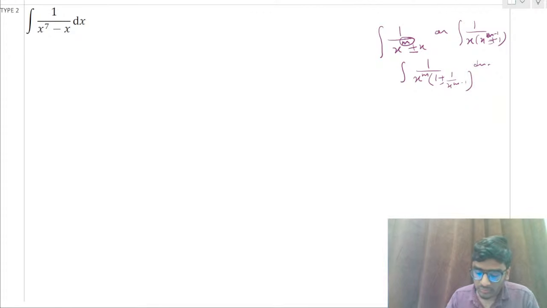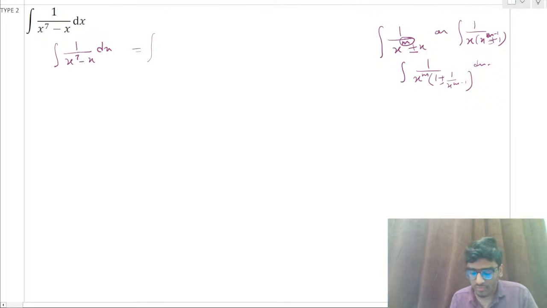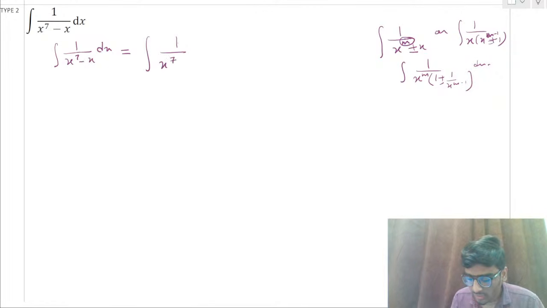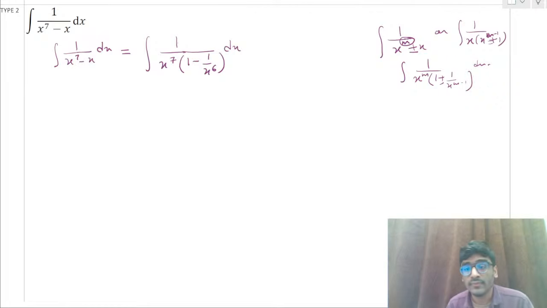So here it is in the form of x raised to 7 minus x. What we are going to do, we are going to write this integral, 1 upon x raised to 7 minus x dx. The power is 7, so in the bracket, when we take out this x raised to 7, we are going to write this as x raised to 7 in the bracket 1 minus 1 upon x raised to 6 dx. Okay.